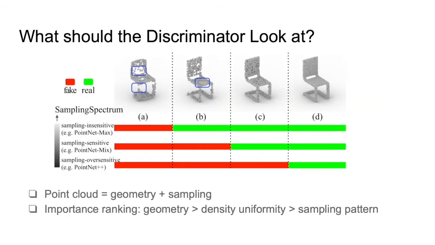To design a better discriminator, we first need to answer the following question: what should the discriminator examine for improving the generation quality? Since a shape point cloud is the points sampled from an object's surface, its quality should be evaluated from two perspectives: the depicted surface geometry and the point sampling. Arguably, geometry plays a decisive role and should be the main focus of a discriminator.